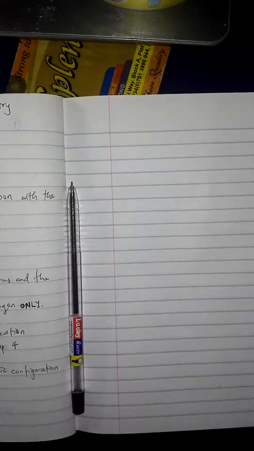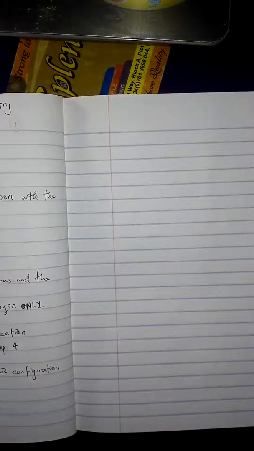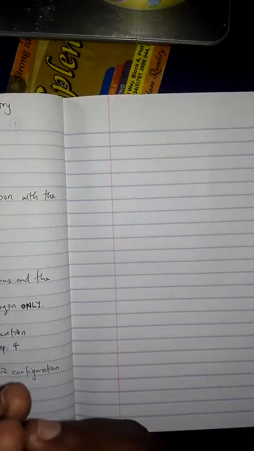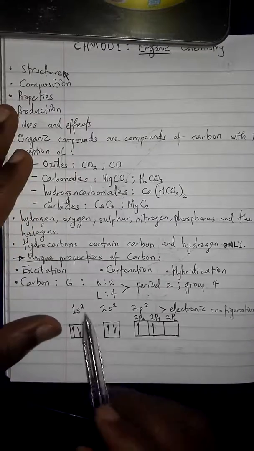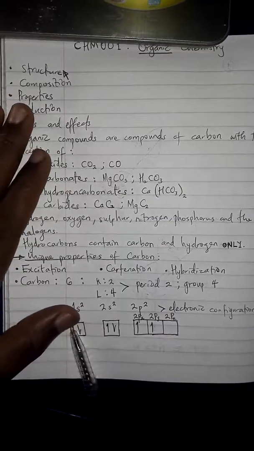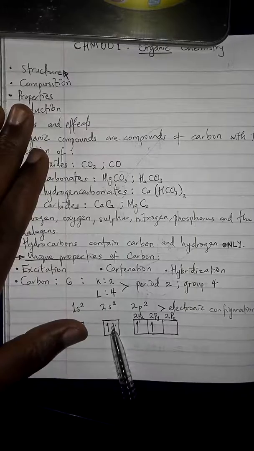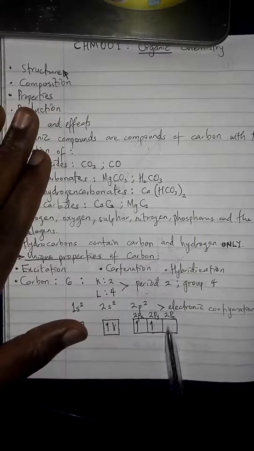We now pick on these properties one after the other. When you talk about excitation, what does it mean? Excitation means to be excited. It means we have an electron jump from a lower energy orbital to a higher energy orbital. I've mentioned just now that this is a lower energy orbital relative to this, and this is a lower energy orbital relative to this.